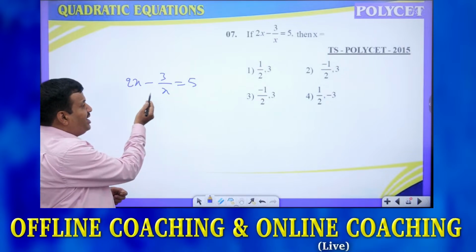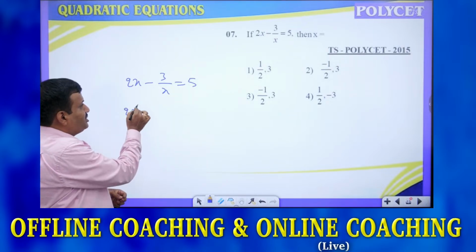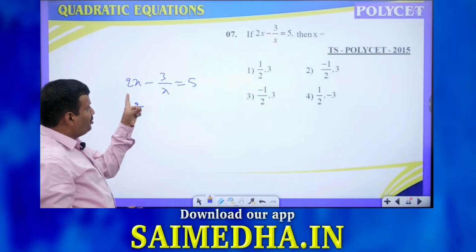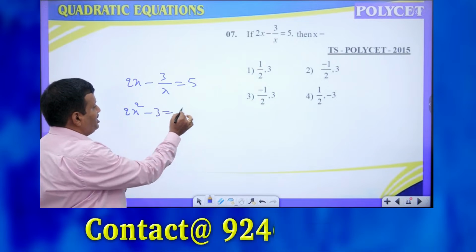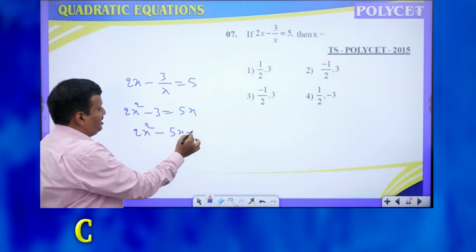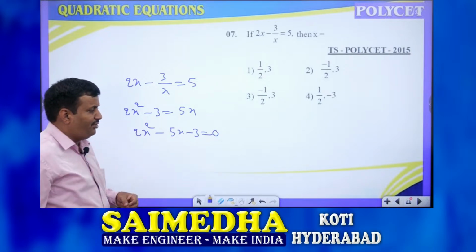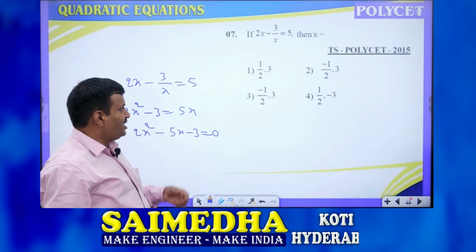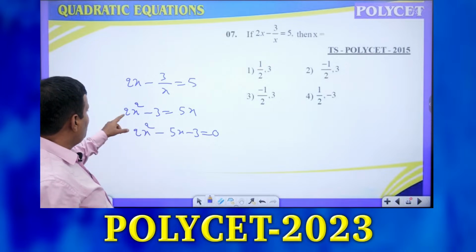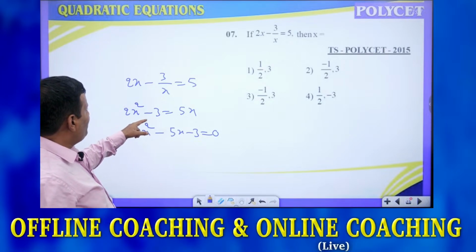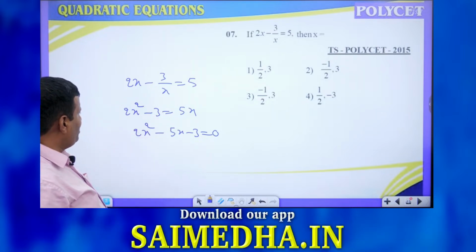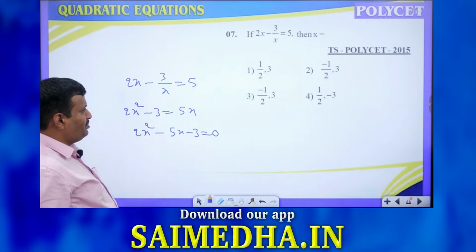If you take x as the LCM here, 2x square, or you can say trial and error also, that gives the answer, no problem. 2x square minus 3 is equal to 5x. 2x square minus 5x minus 3 is equal to 0. 2x square minus 5x, this goes to the other side, 5x and minus 3. 2x square minus 5x minus 3 equal to 0.